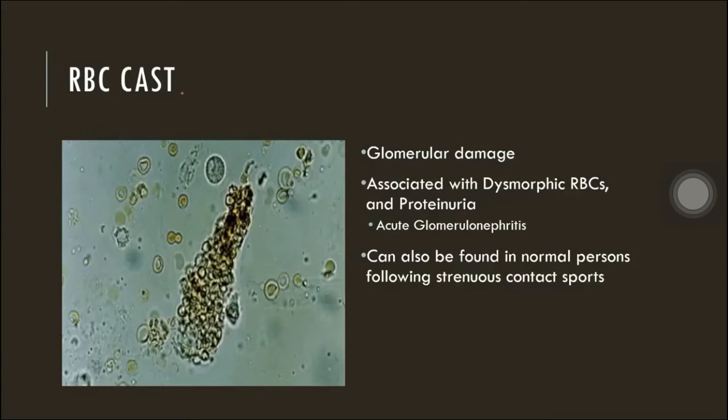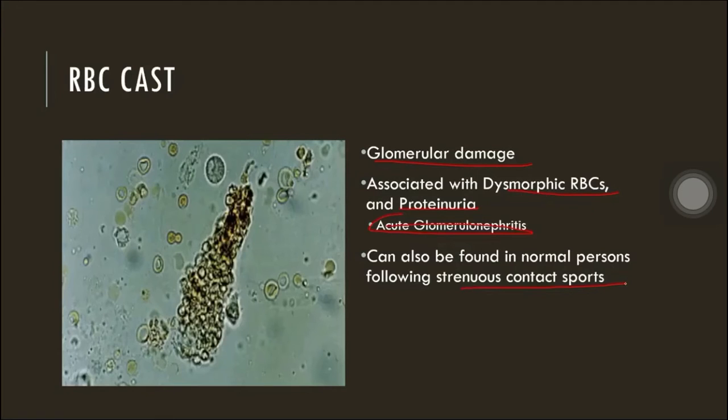Next, we move on to RBC casts. RBC casts, just like the presence of dysmorphic RBCs, may indicate glomerular damage. RBC casts are associated with dysmorphic RBCs and proteinuria. Take note, dysmorphic RBCs, proteinuria, and RBC cast may indicate glomerulonephritis. But RBC casts can also be found in normal persons following strenuous contact sports. So strenuous exercise is also associated.